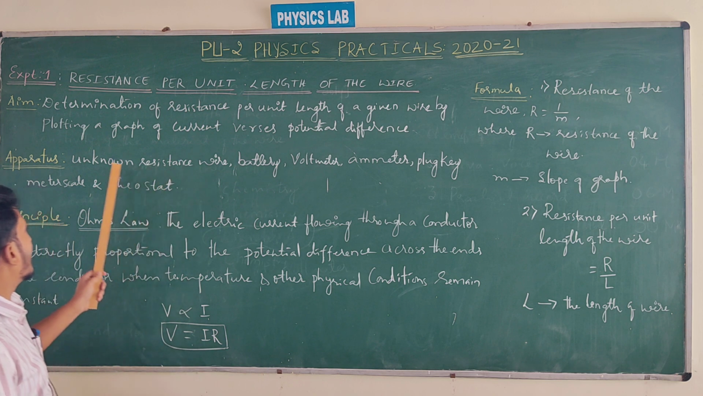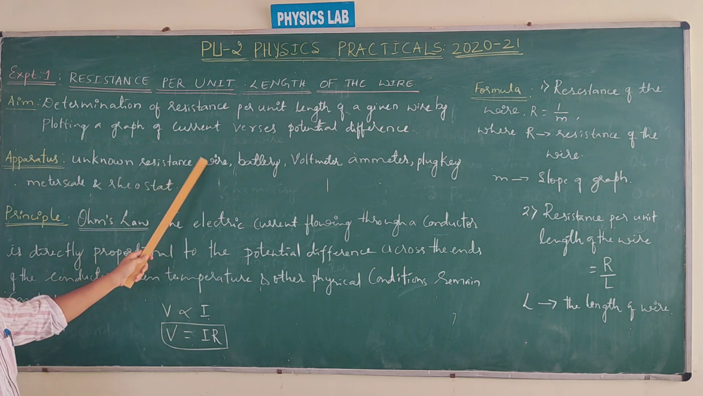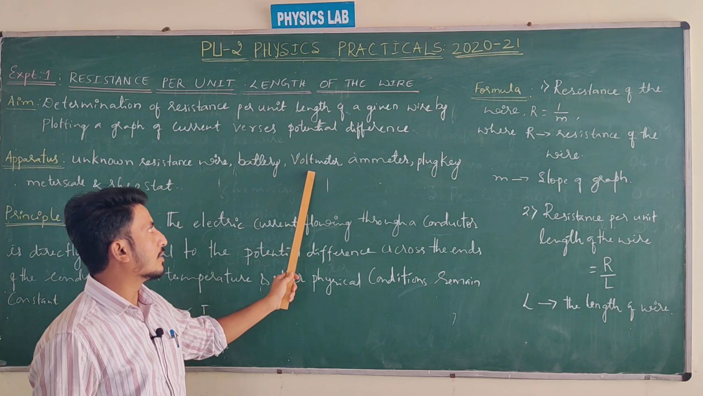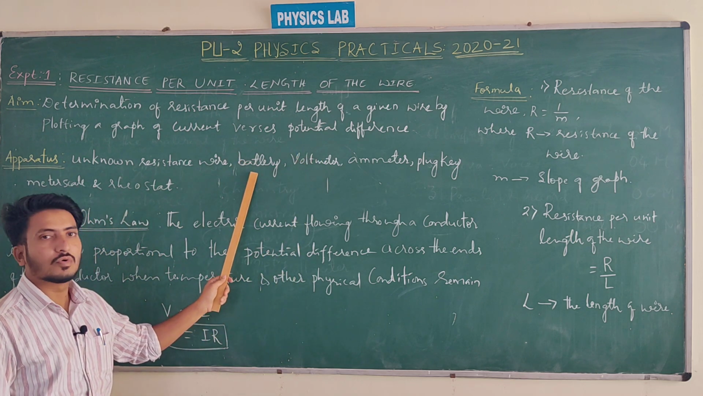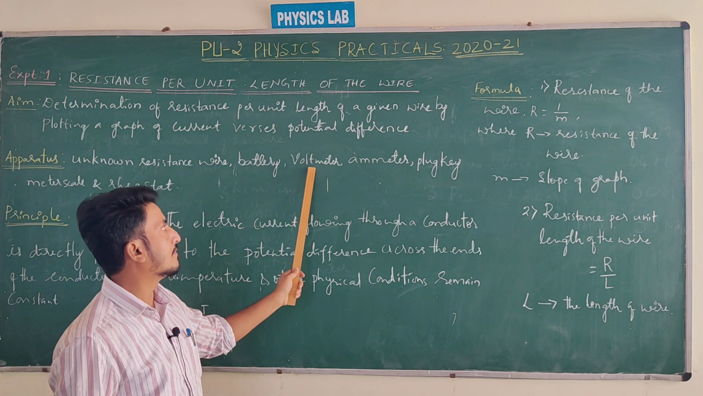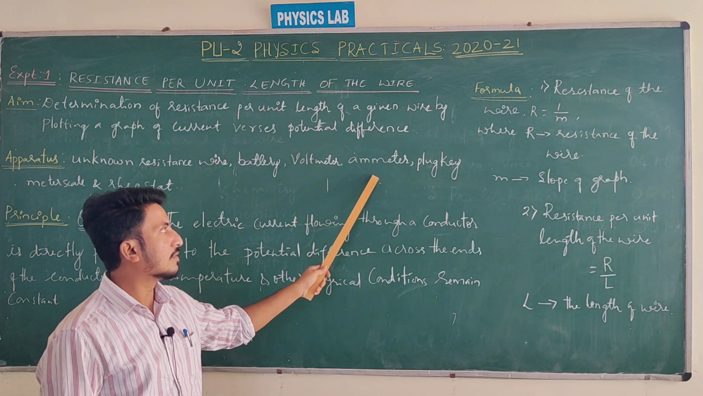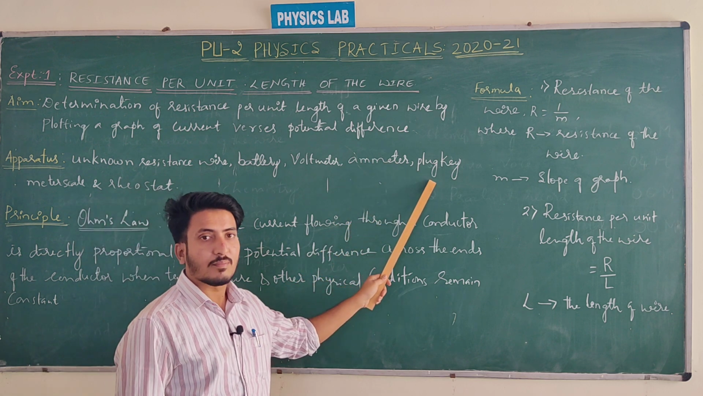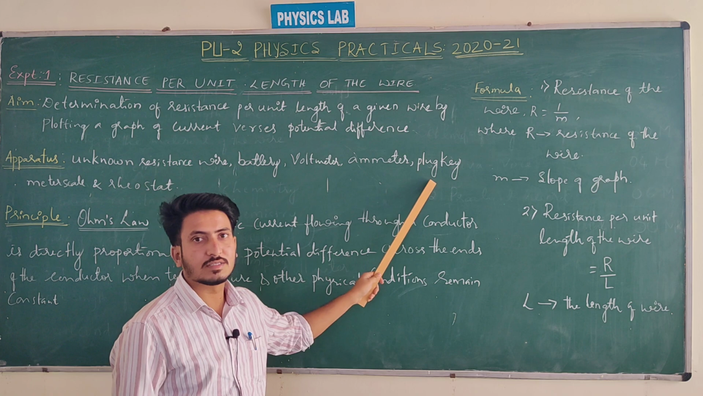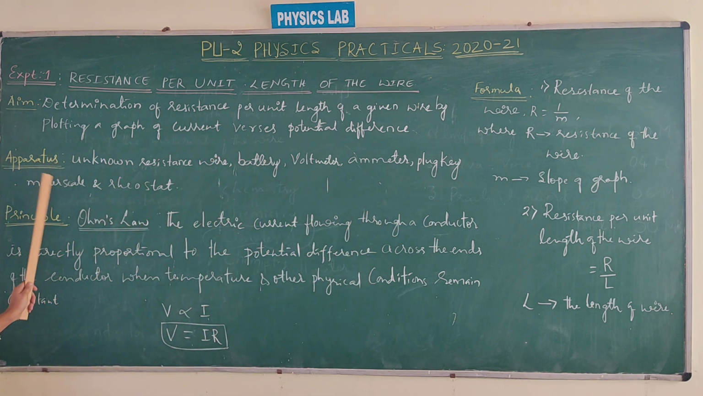So, we are provided with the unknown resistance wire. Then you need a battery to give the energy to the circuit, a voltmeter to measure the potential difference, an ammeter to measure the amount of electric current, then a plug key. A plug key is like an analog switch, meaning on and off, to protect the circuit. Then we need a meter scale to draw the slope and all in the graph sheet.